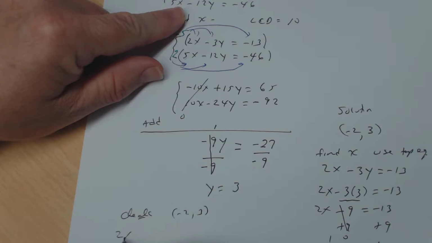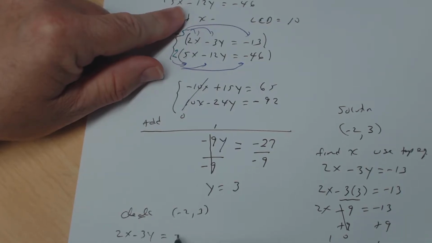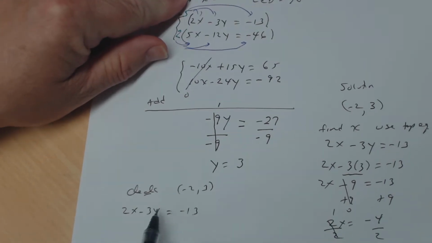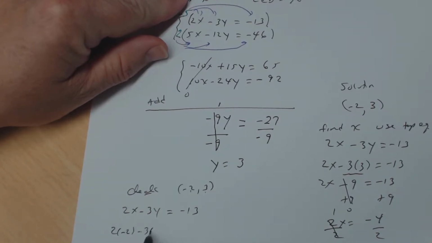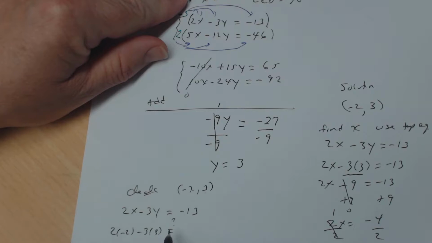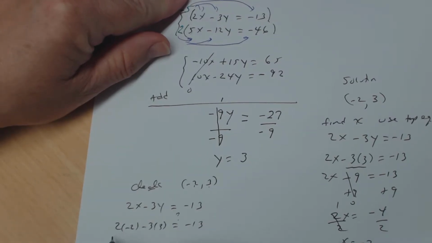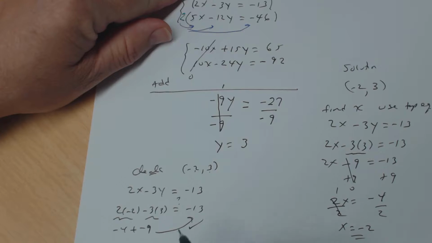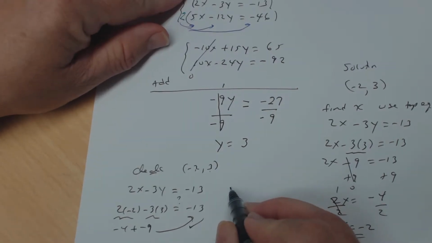So if you do the top equation, x is negative 2, y is 3, so 2 times negative 2 minus 3 times 3, and the question is, is that equal to negative 13? Well, that's a negative 4 plus a negative 9, and negative 4 plus negative 9 is equal to negative 13. The other equation, you've got to check both of them now.